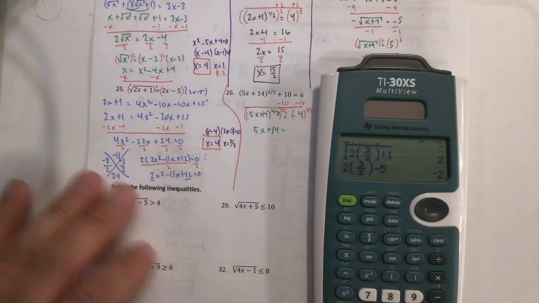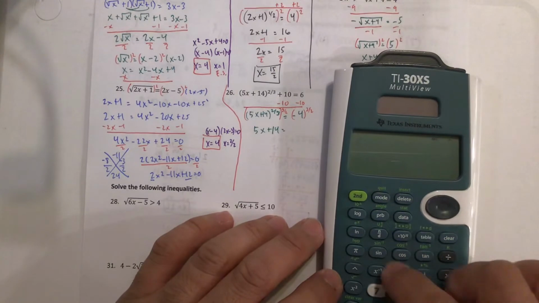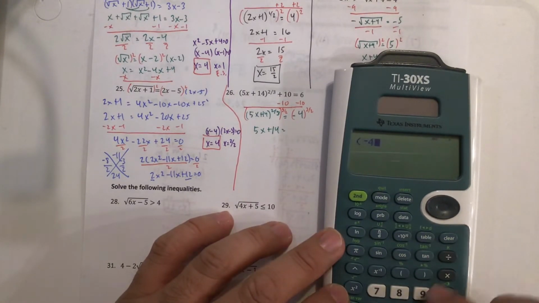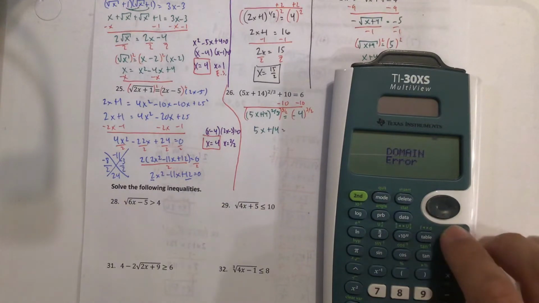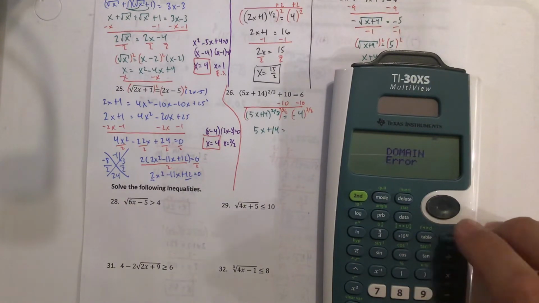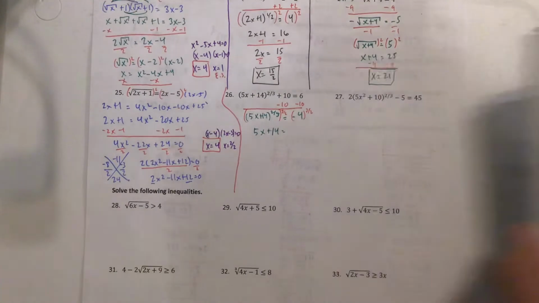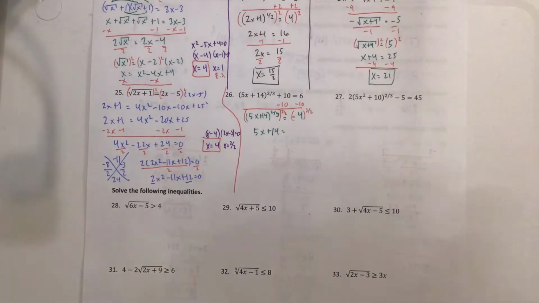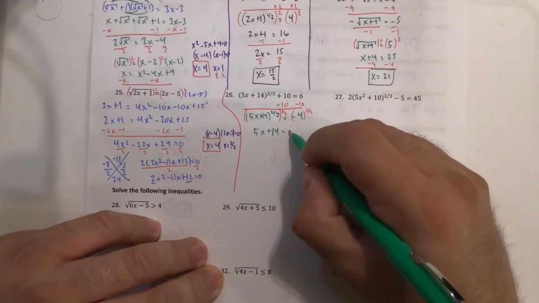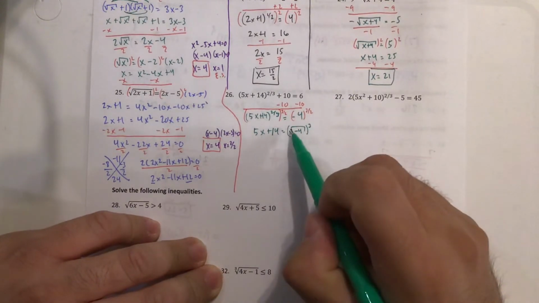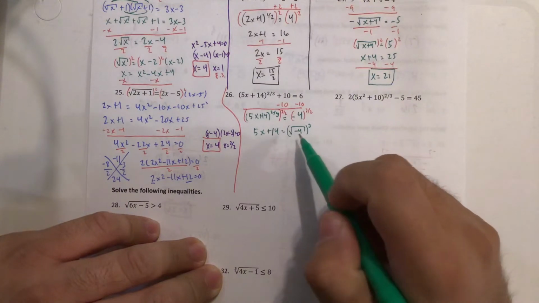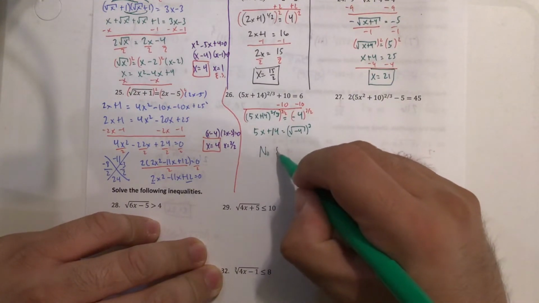So parentheses, -4, close parentheses, raised to the 3 divided by 2. And we get a domain error, okay? And so, I guess the reason for this is if you were to rewrite this in your radical form, the square root of -4 cubed, which is impossible to take the square root of a negative number. So this right here should be a no solution.